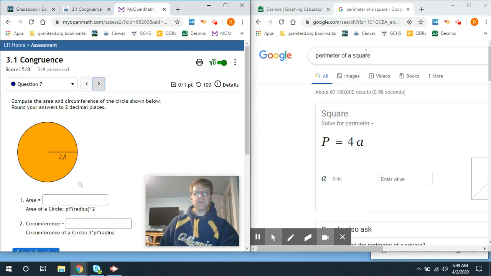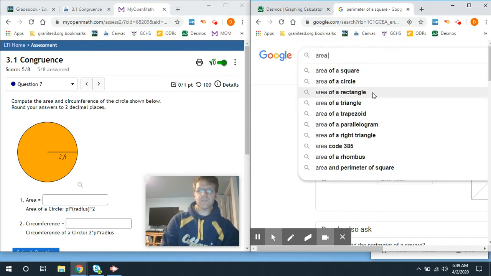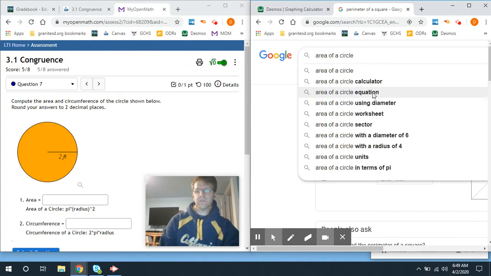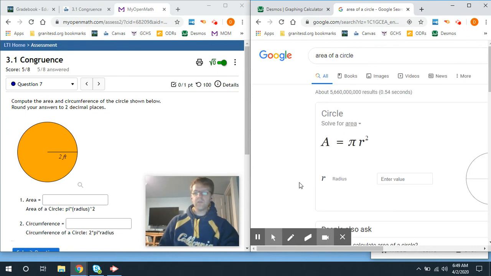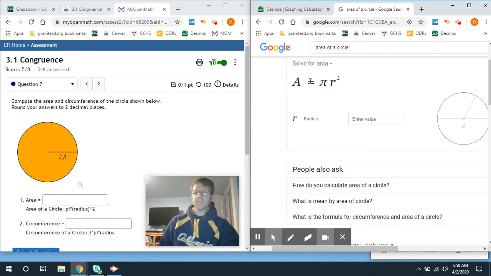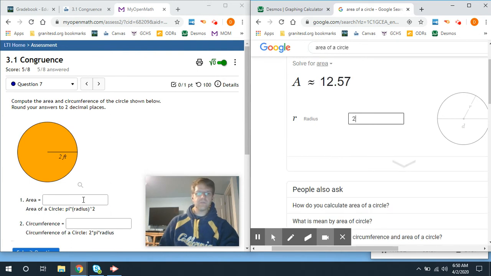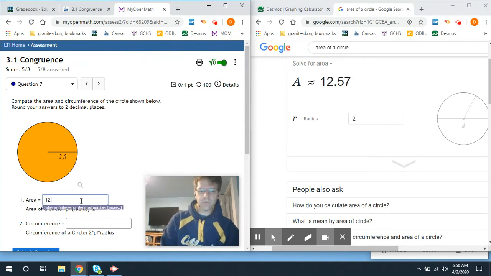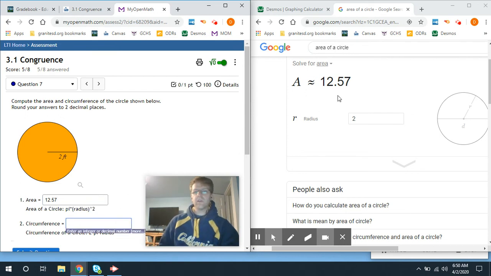Okay, let's do a little bit here. So this says find the area and circumference of a circle. So let's find the area of a circle. Google here says that to find the area of a circle, area is equal to pi r squared. And it has a little box right here that you can just type in the radius. So what is the radius? The radius is 2. So we have 12.57.